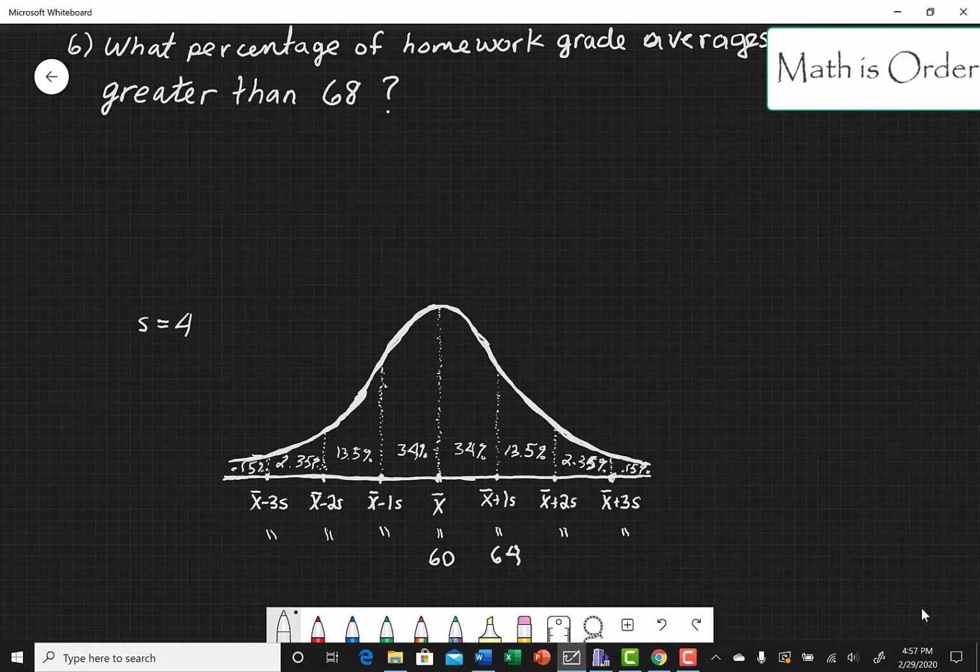And then let's figure out what X bar plus 2S is. Well, 2 times S is 8, because S is 4. And 8 plus 60, which is the value of X bar, gives us 68. And now 3S is really like saying 3 times 4, which is 12, plus 60. So this value here is 72.